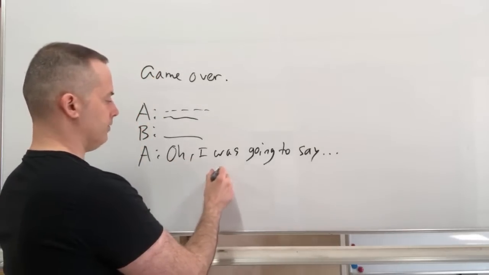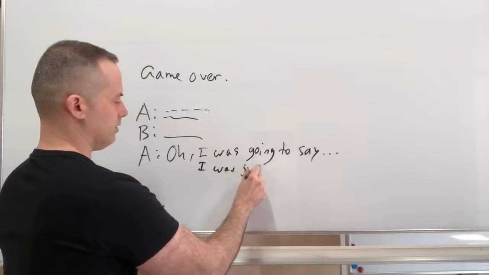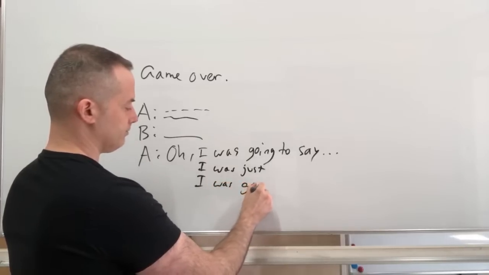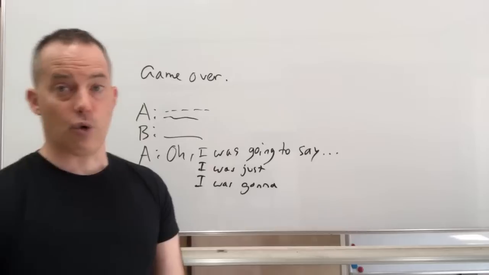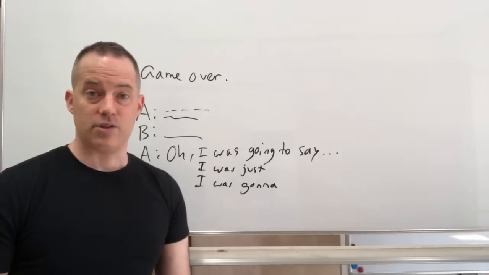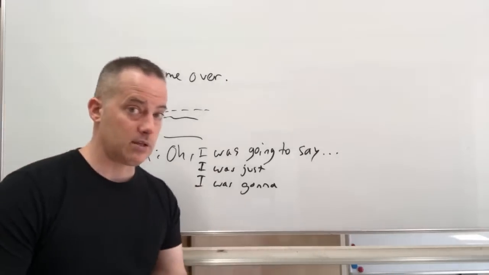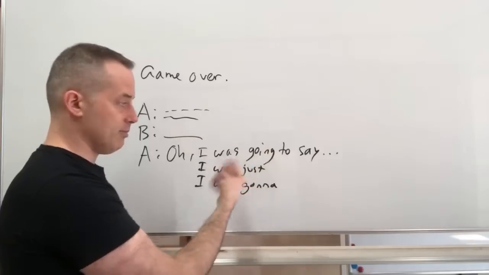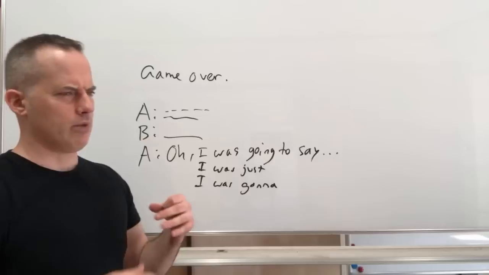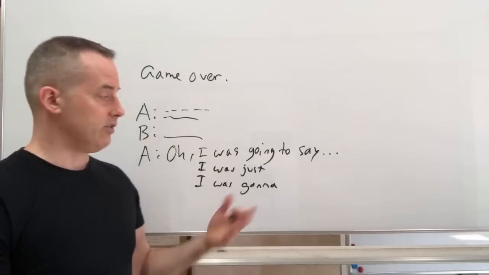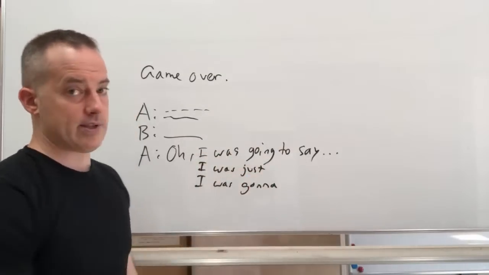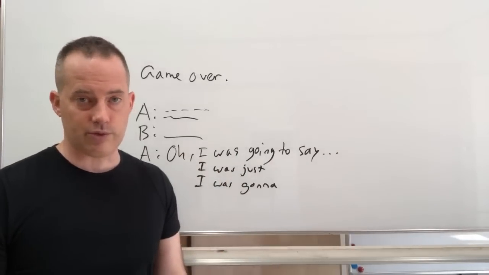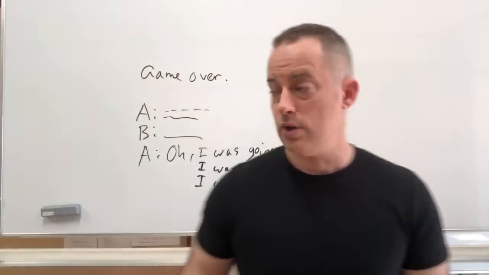Or I was just going to say this. Or you will hear, I was gonna say this. So instead of going to, I was gonna say this, or I was just gonna say this. I was just gonna say, and you will hear it faster like this, I was just gonna say. But this is a very simple way, instead of thinking about a textbook way of expressing this, it's easier just to know some certain phrases like this you can use, and then after you've heard natives use these a lot, it will feel very natural for you to use them as well.